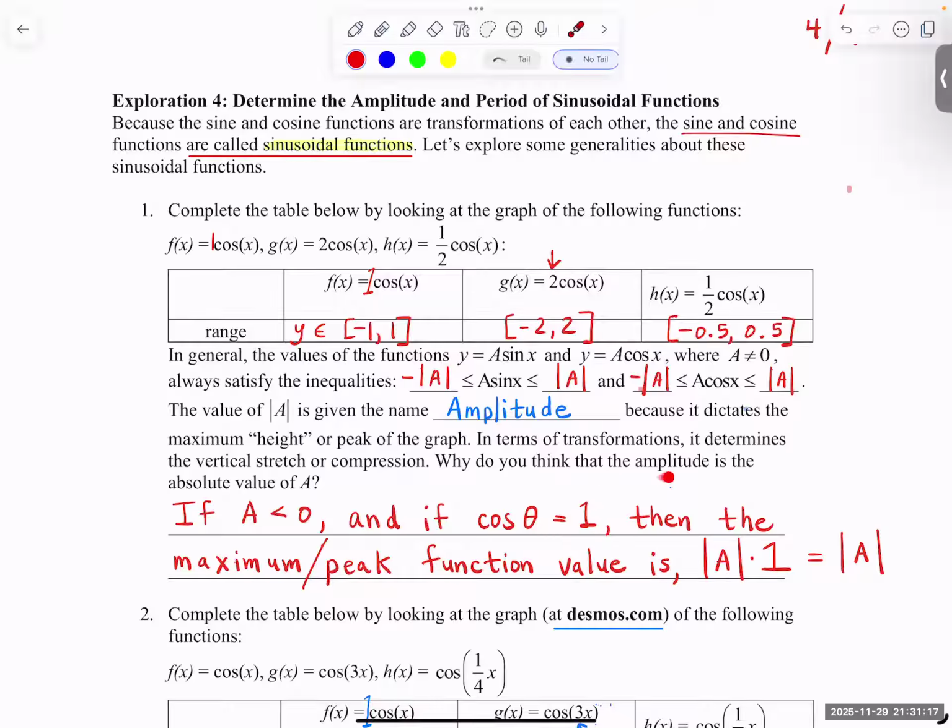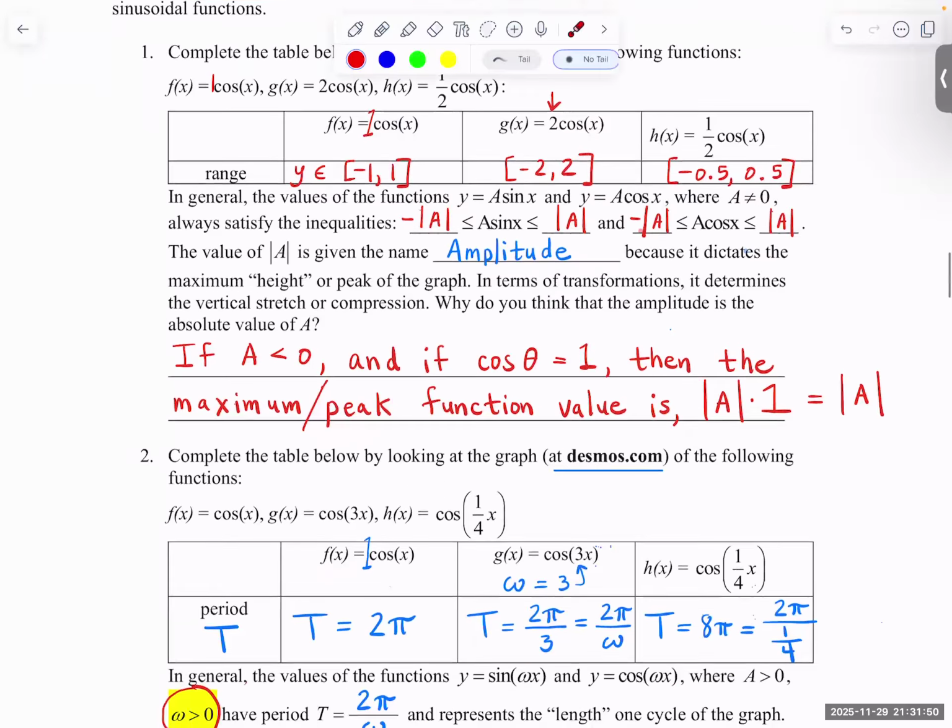Why do you think the amplitude is the absolute value of A? If A is a negative value, and if cosine theta is its maximum of 1, then the maximum peak function value is the absolute value of A times 1, which is the absolute value of A. Again, 1 is the greatest value of the cosine of theta.